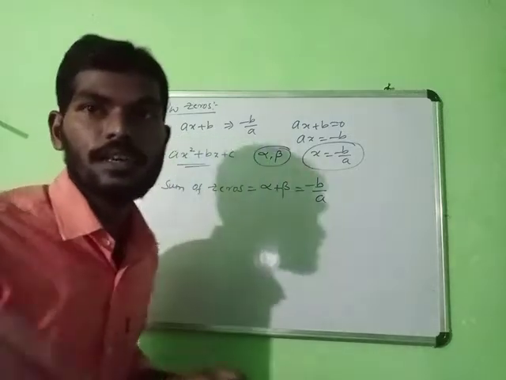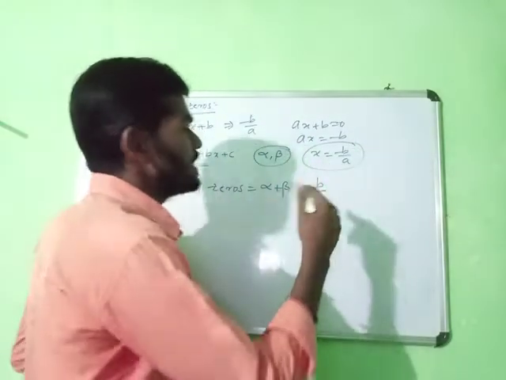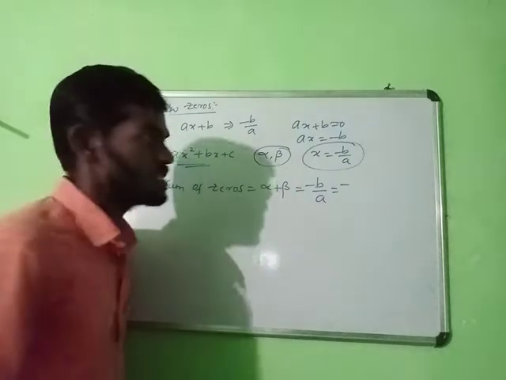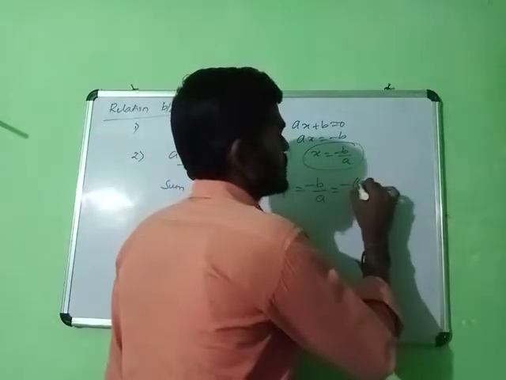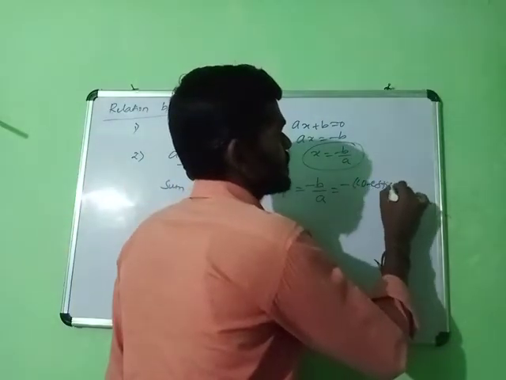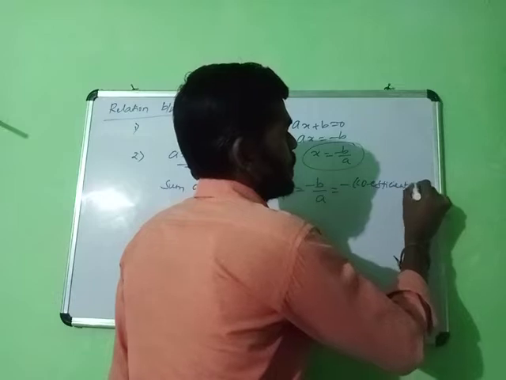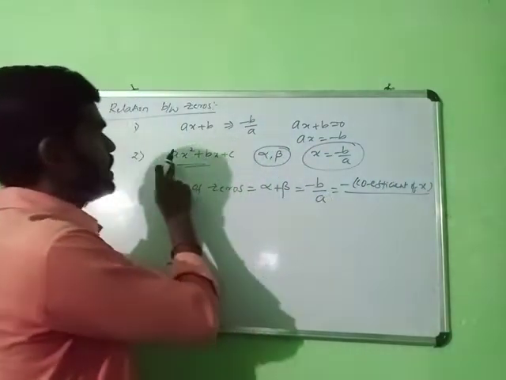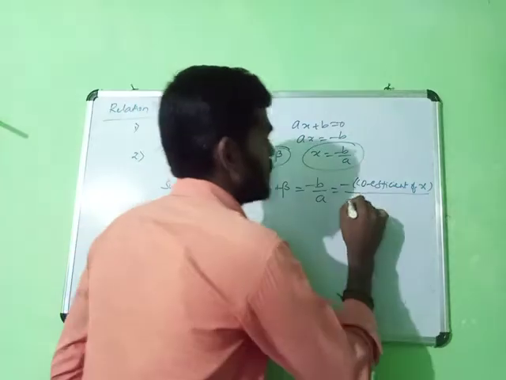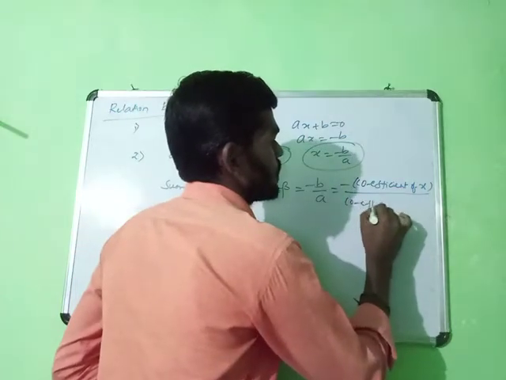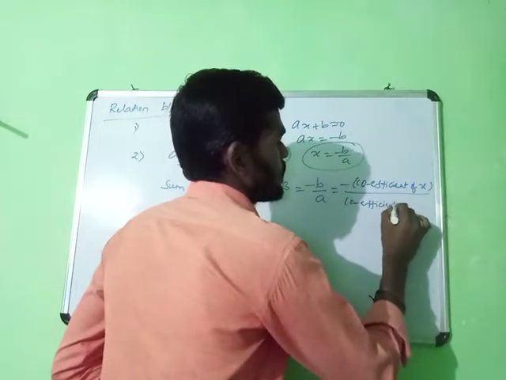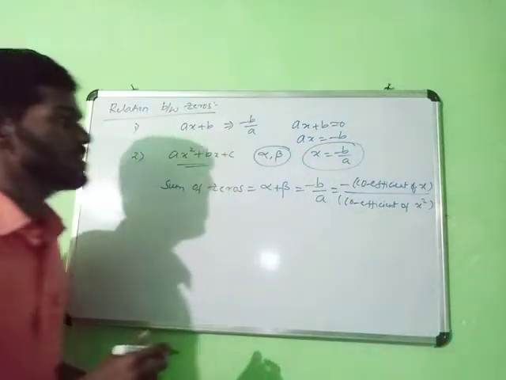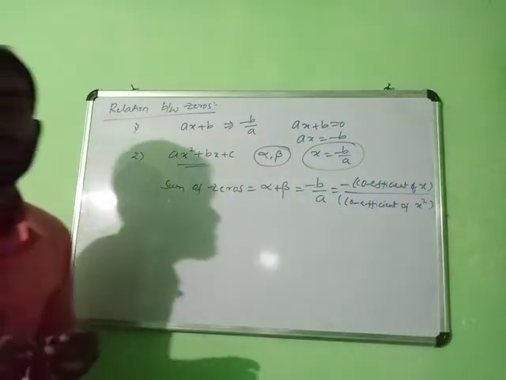Now write this as minus of b, what does b mean? Coefficient of x. And a means the coefficient of x square. This is the formula to find the sum of zeros.